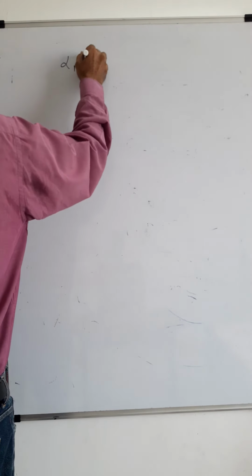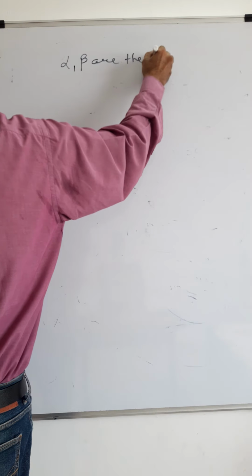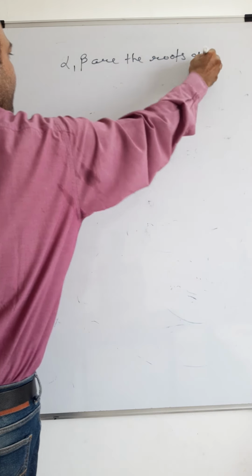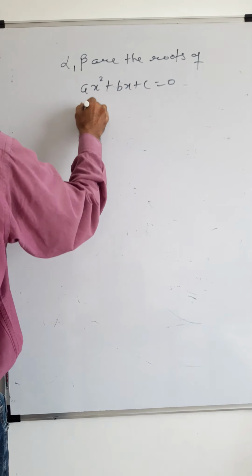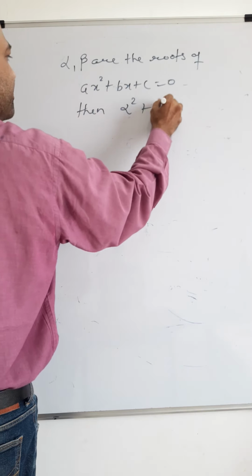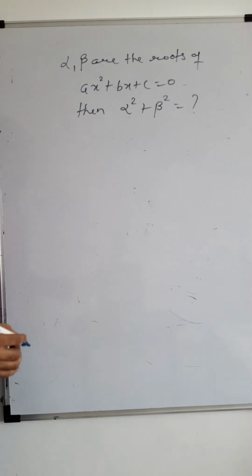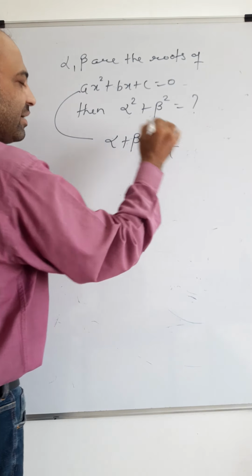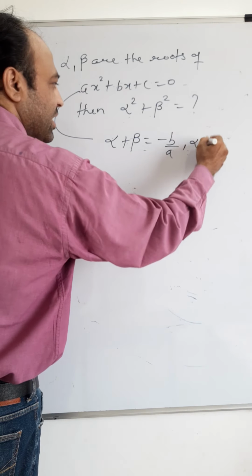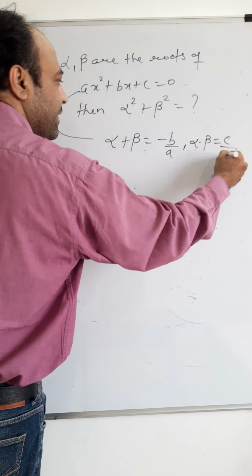Now we'll see some more situations. Alpha, beta are the roots of ax square plus bx plus c equals 0. Then find alpha square plus beta square. Correct? So from the equation, what do you know? Alpha plus beta is minus b by a, correct? And alpha into beta is c by a. What we are looking for is alpha square plus beta square.